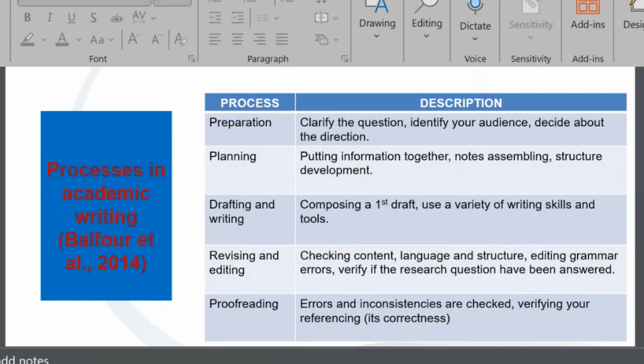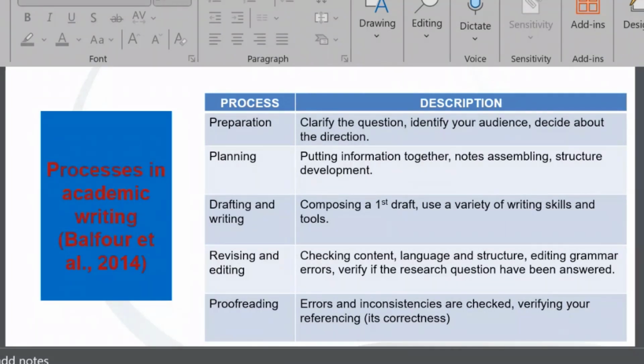But basically, these are the processes. Briefly, the first one, in any academic writing, you start by doing a preparation. You prepare. Then after you've done your preparation, you plan. Then you start to have your drafts, all right? And after you have your drafts, then you start to revise all these drafts and also you edit them. Then from there, you do what you call proofreading. And I like the last one, proofreading.